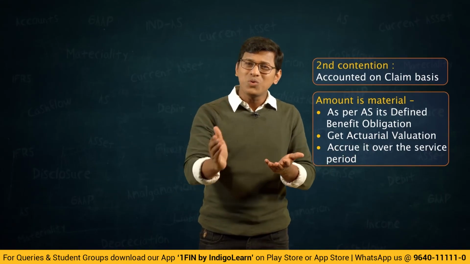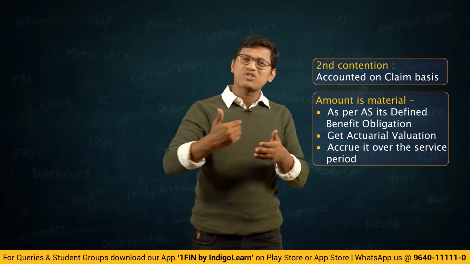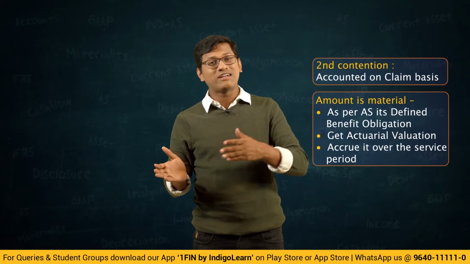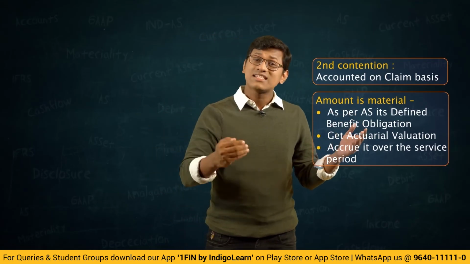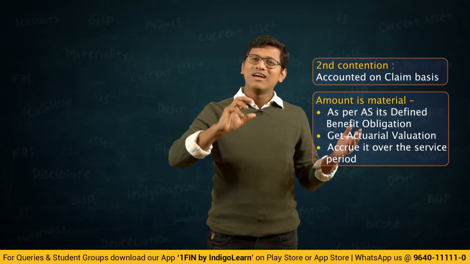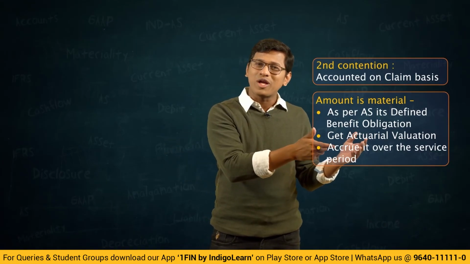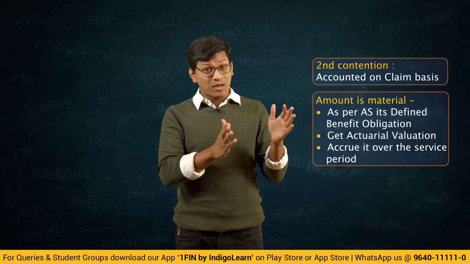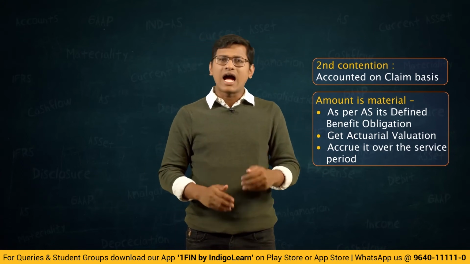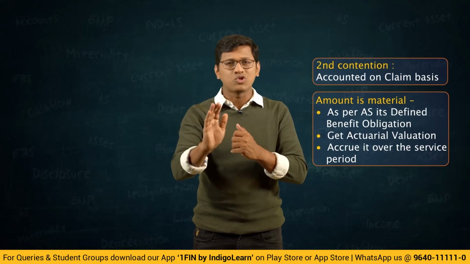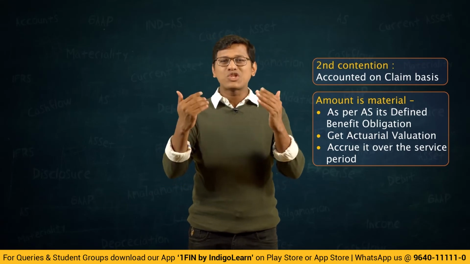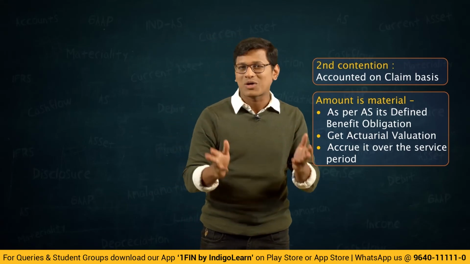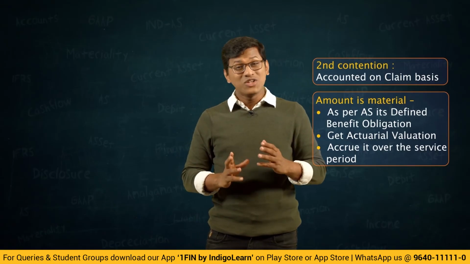So you will have to accrue it in the period, proportionately. If the employee is working for 10 years and then is expected to get this, then for every year of service there is a certain amount which has to be accounted for as a provision for employee benefits. So friends, if that amount is material, we cannot simply say, I will pay and account whenever the employee claims. No, that cash basis does not work. Accrual has to be done by using actuarial assumptions and the principles given in the accounting standard under defined benefit obligations. So even the second contention of the company is incorrect.